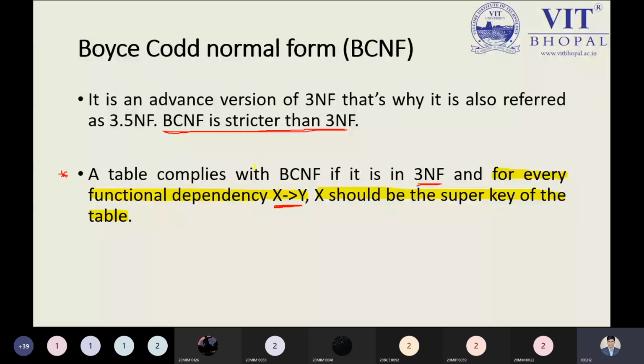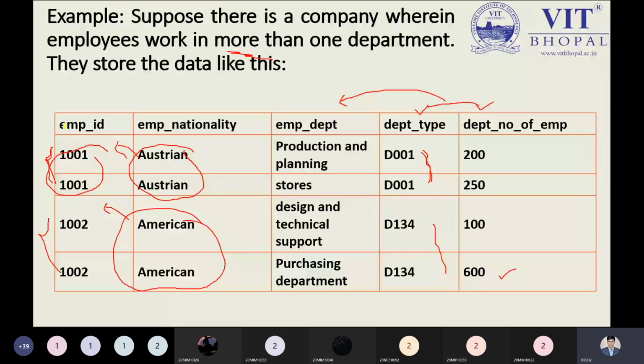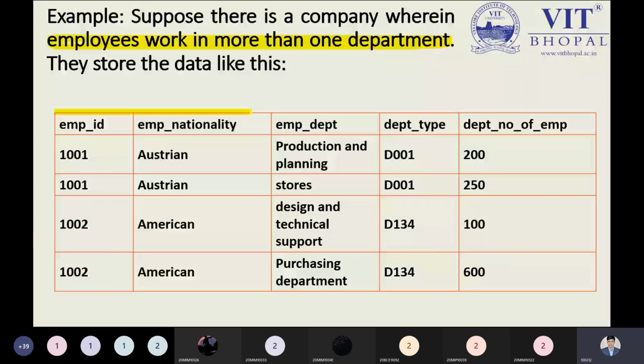We have employee ID and employee nationality, and you can observe that employee nationality depends on the employee ID, and the number of department employees and department type depend on the employee department. So here we are dividing into two relations. First, we are dividing this relation. Now, second, we are dividing this part.